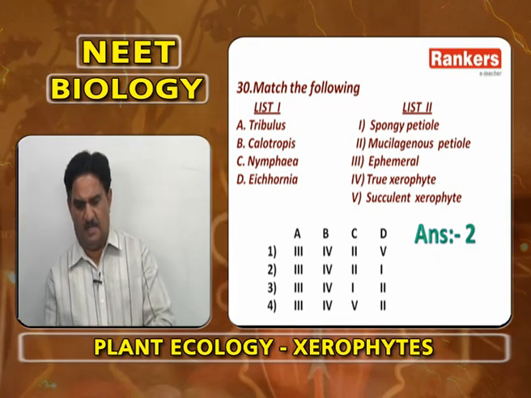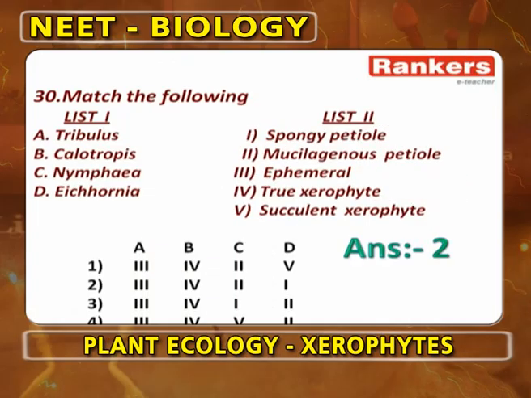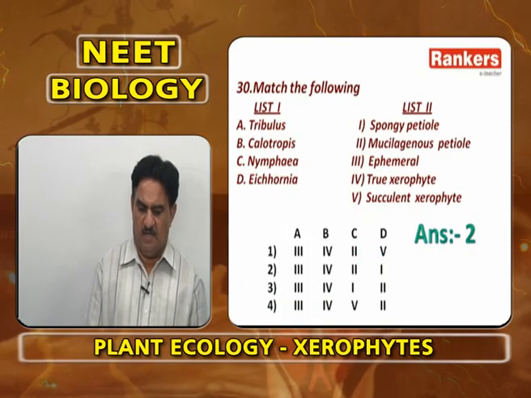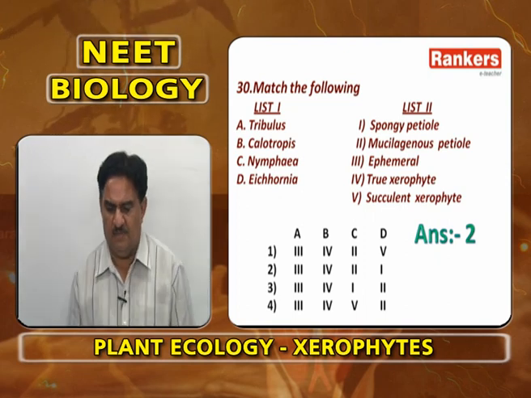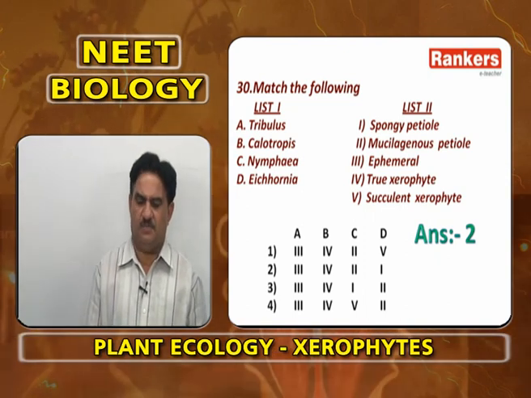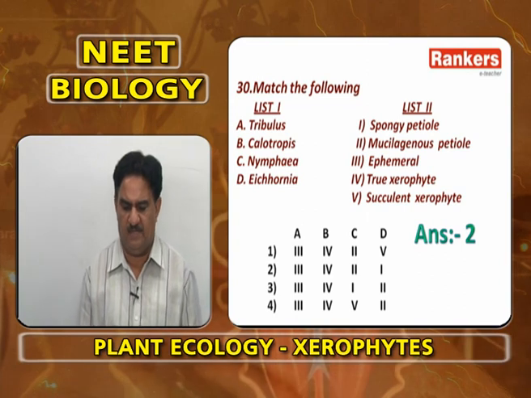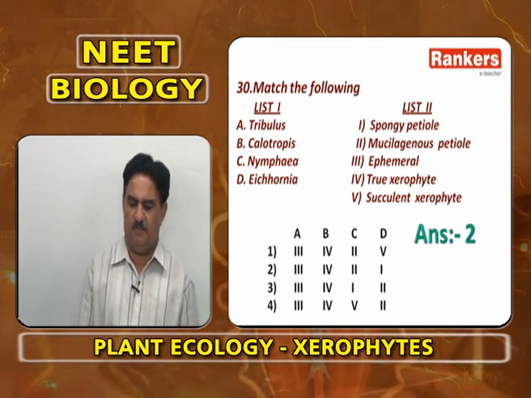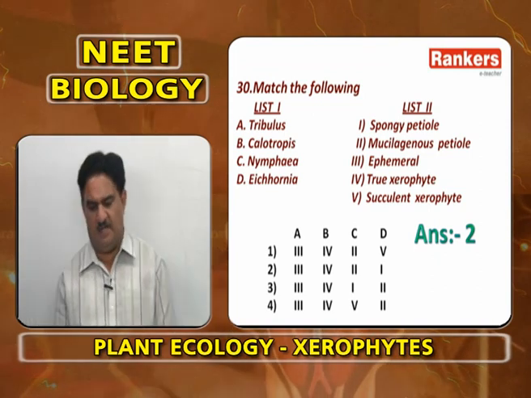So, Tribulus. Calotropis is a true xerophyte, a real xerophyte, non-succulent. Nymphaea has mucilaginous petioles; it shows petioles which store water as mucilage. Then D, Eichhornia has spongy petioles. Spongy petioles are found even in Eichhornia.